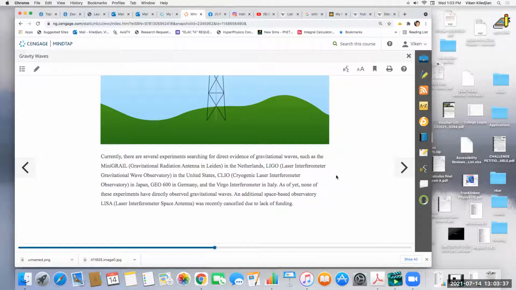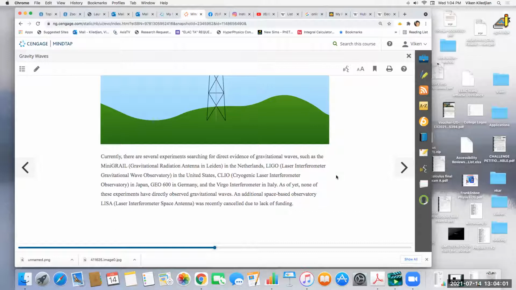I'm not sure if this was written before LIGO observed it, because they're saying no observations have been done yet. But yeah, LIGO did observe it, but I haven't heard about the other ones observing gravitational waves, the ones in Japan, Germany, and Italy. As of yet, none of these experiments have directly observed gravitational waves.